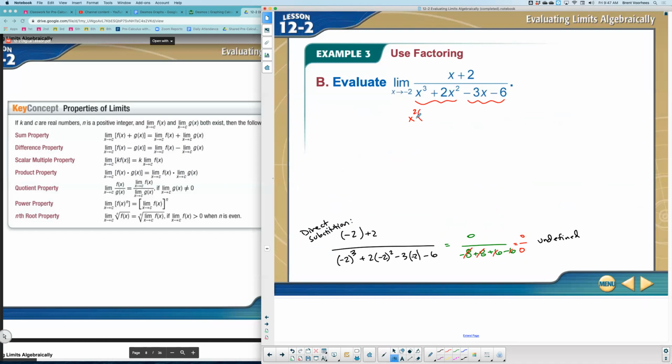If I pulled those out, it's kind of like a reverse distribution. I'd be left with an x in the front. x cubed divided by x squared would be x, and then 2x squared divided by x squared would be 2.